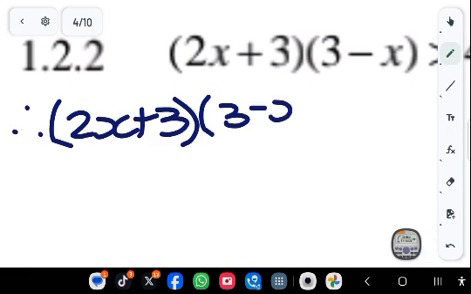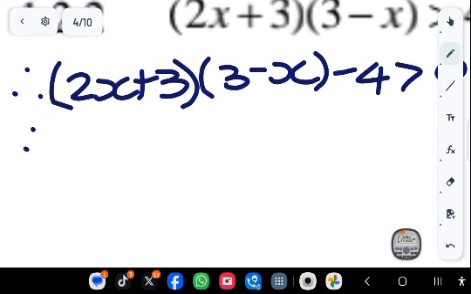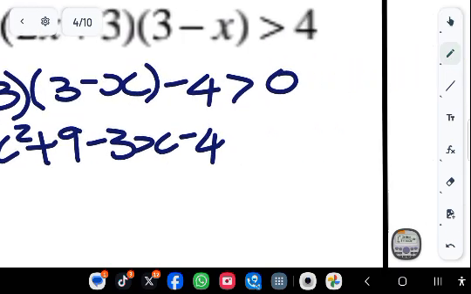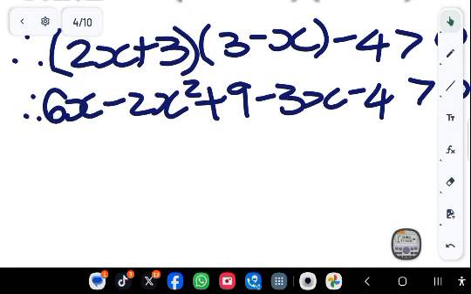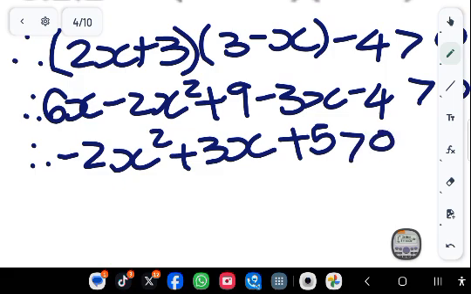All right, minus x. And then we take the 4 to the left hand side, and the inequality stays exactly the same. So expand, that is 6x minus 2x squared plus 9 minus 3x minus 4, that is greater than 0. Add like terms: minus 2x squared, 6x minus 3x, that is plus 3x, 9 minus 4, that is 5, greater than 0.